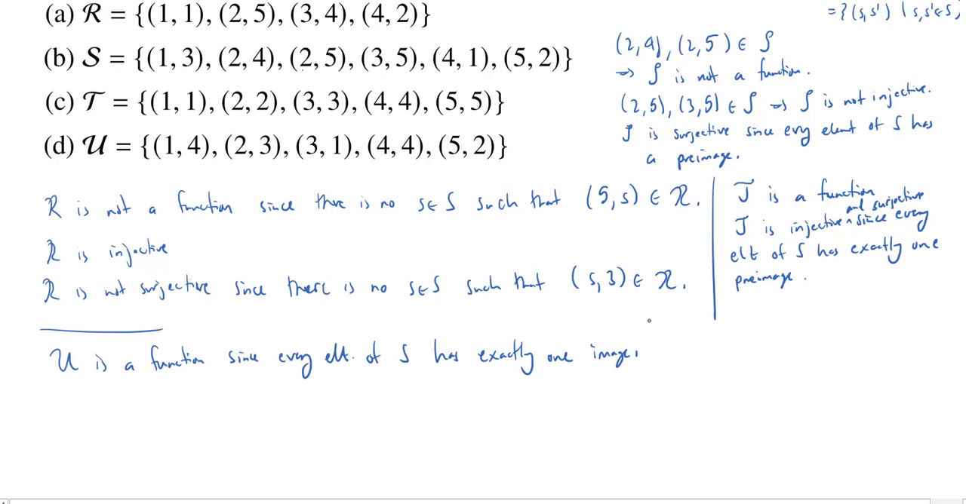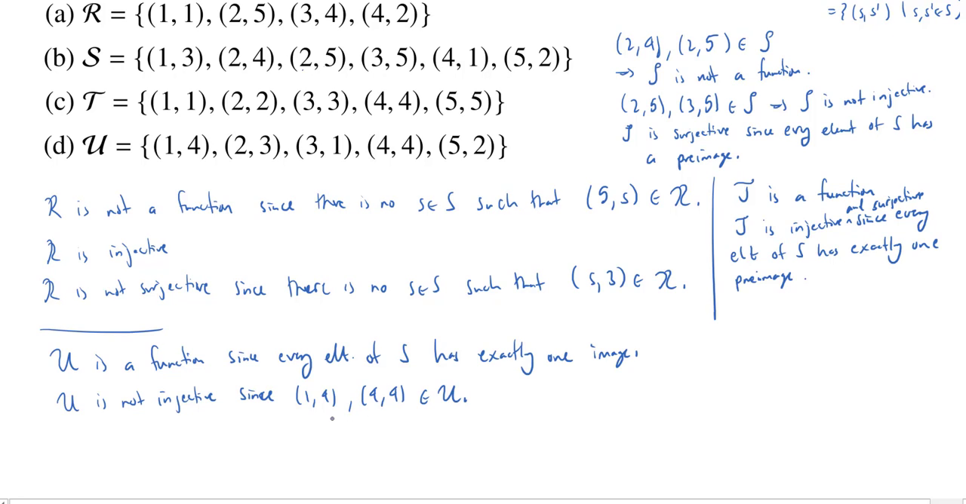Okay, how about injectivity? Let's check. 1, 2, 3, 4. Oh, 4. Look at that. 4 has two preimages, 1 and 4. So U is not injective since 1, 4 and 4, 4 are elements of U. Okay, so 4 has two preimages.